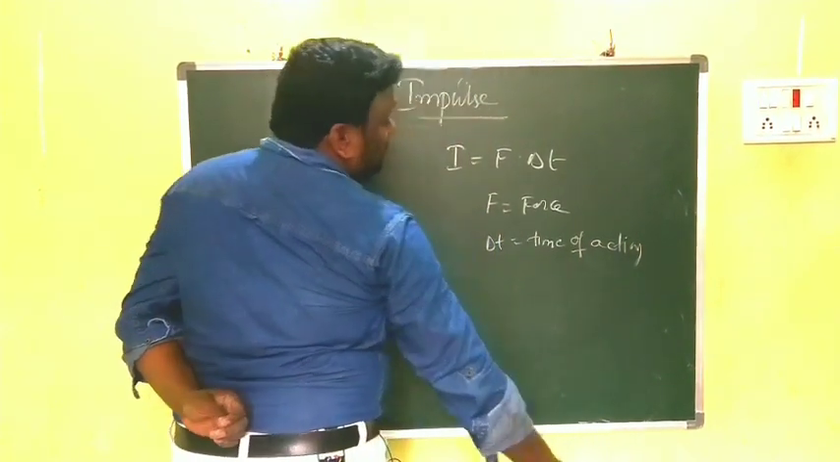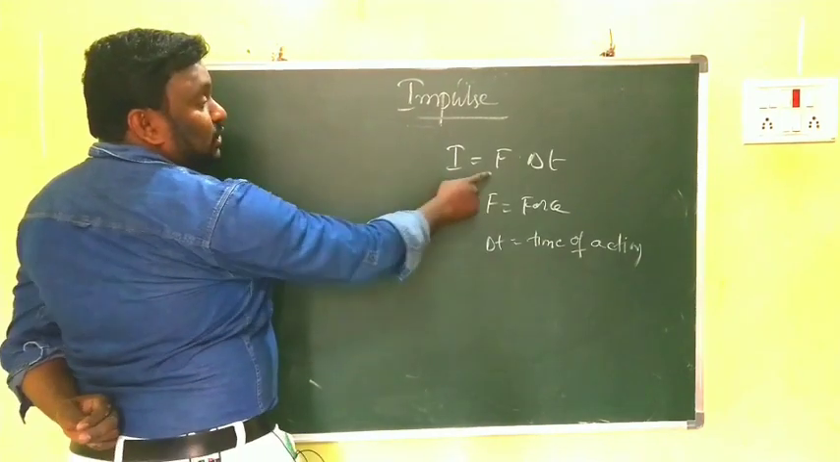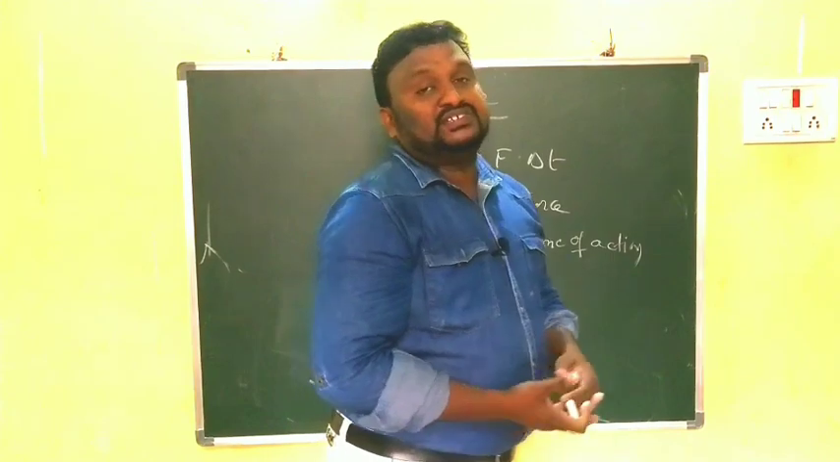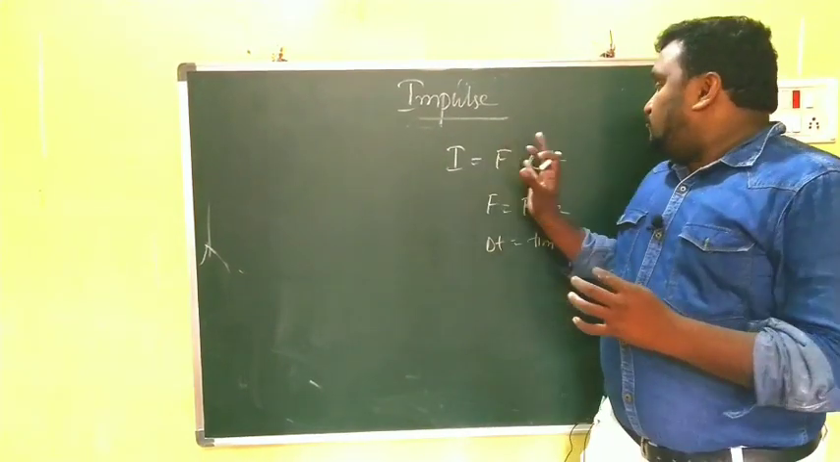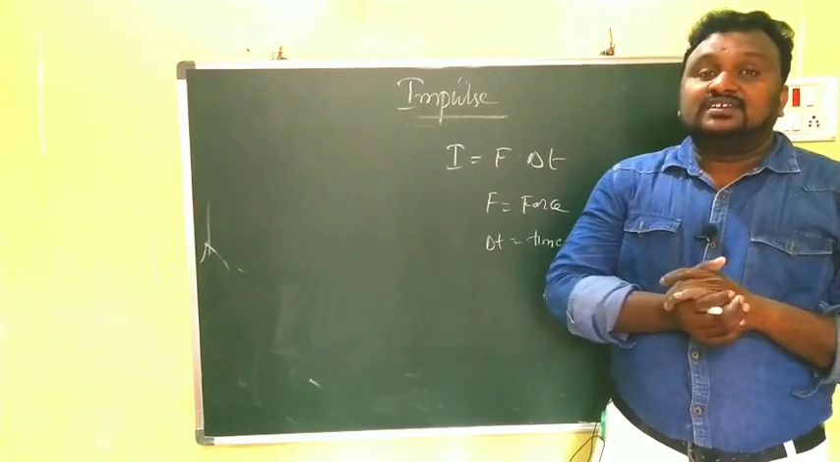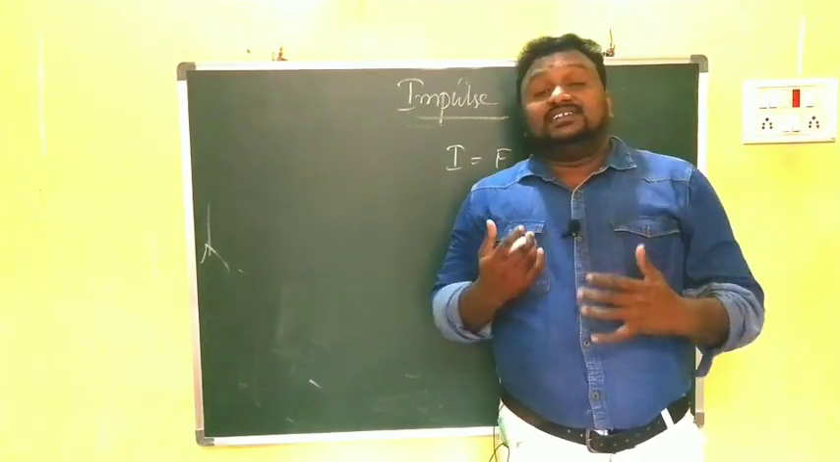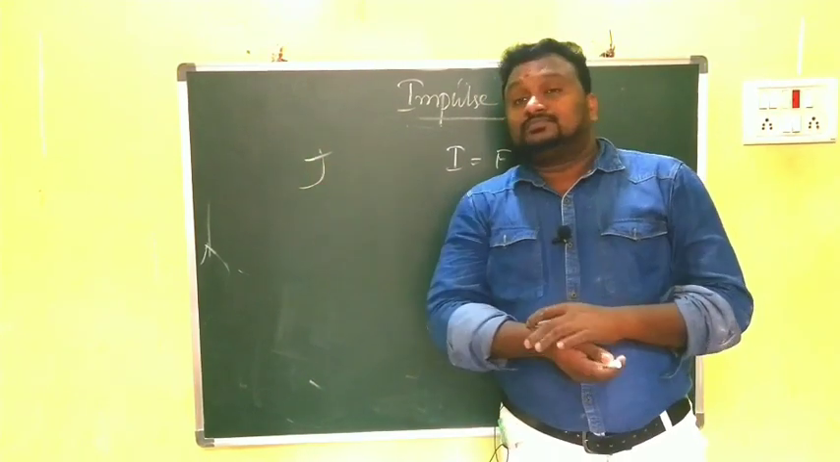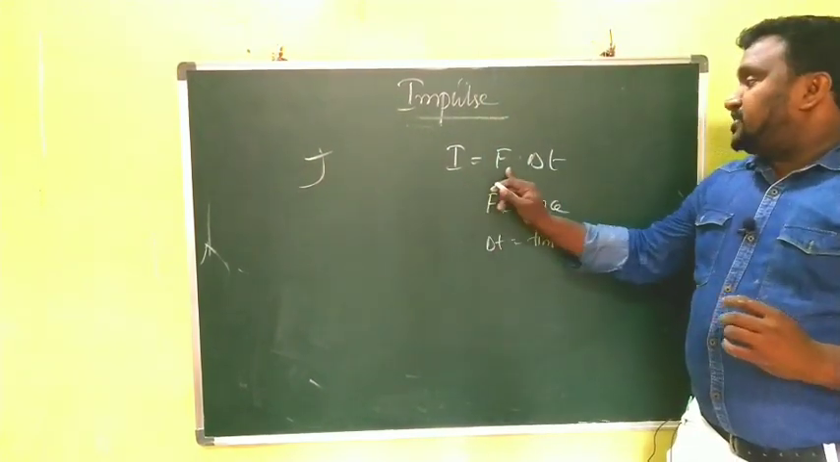Time of action by the force. I is equal to F into delta t. From this equation we have another definition: force into time should be taken as impulse. Sometimes impulse can also be shown with the letter J. Clear? I is equal to F into delta t.